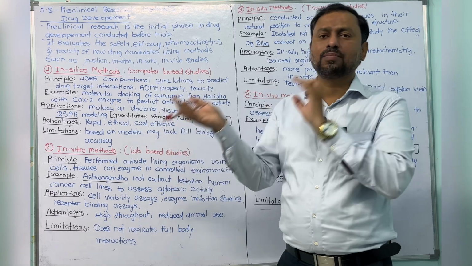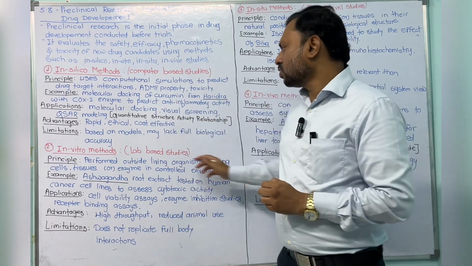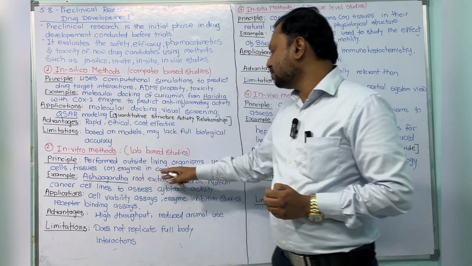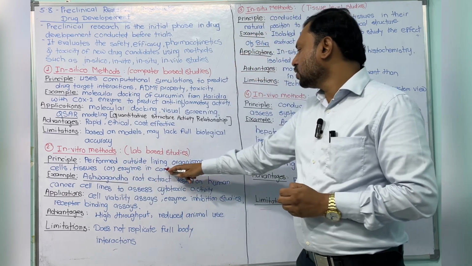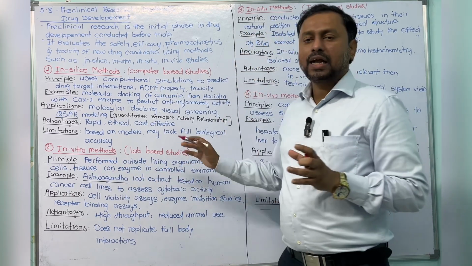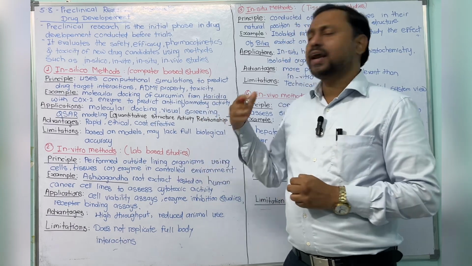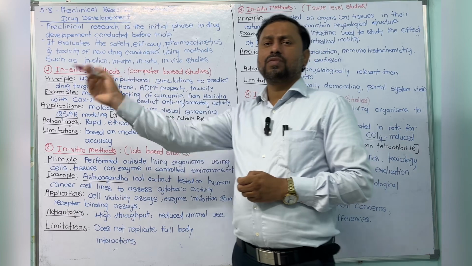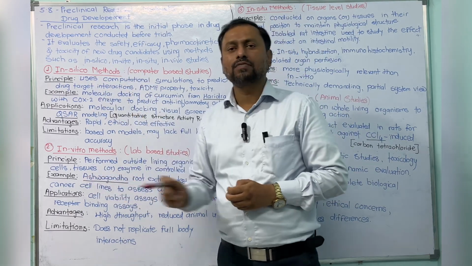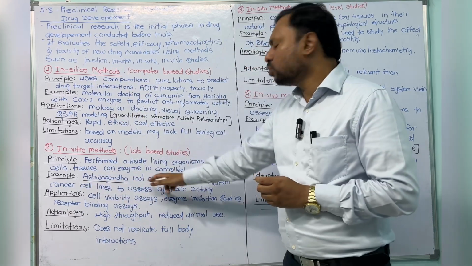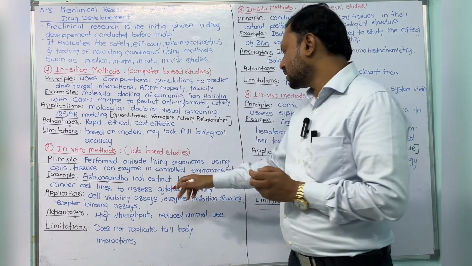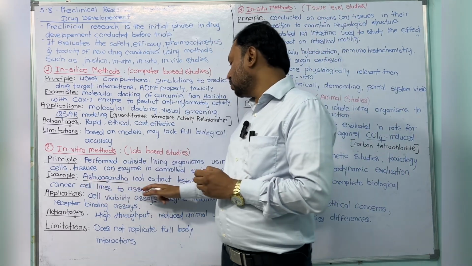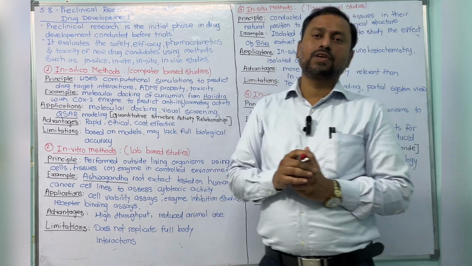It means that we separate cells, tissues, or enzymes and use them in a specific controlled environment in the lab. We analyze whether the drug is acting or not. As an example, we can take the ashwagandha, Withania somnifera, root extract. That root extract is tested on human cancerous cells to assess the cytotoxic activity.